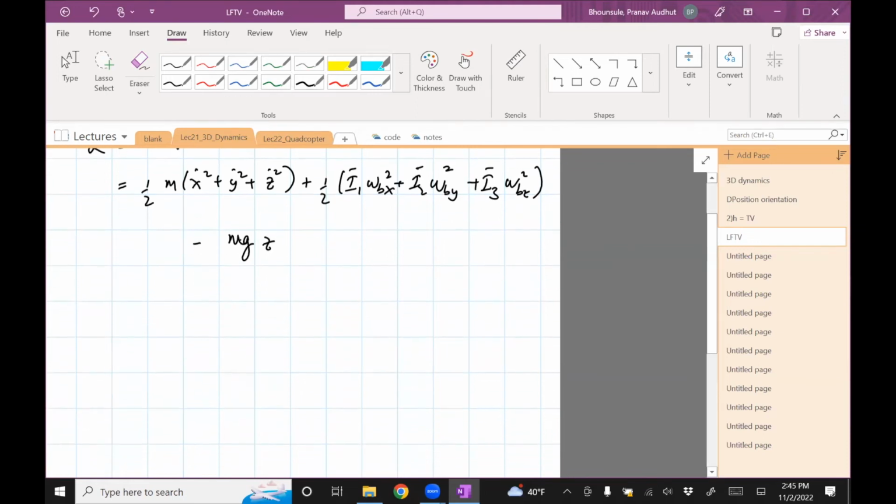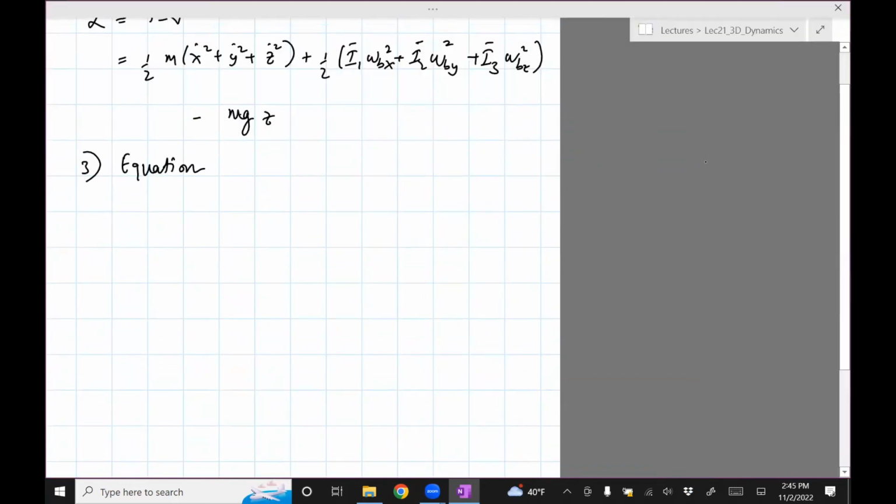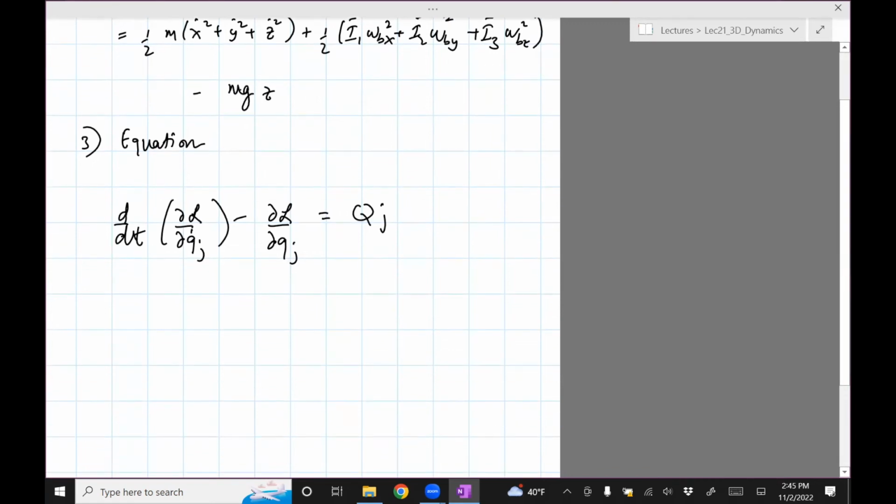Okay, now that we have both those things, let's write the third piece, which is to write the equations using the Euler-Lagrange equations. So this is going to be d/dt of dL/dq dot minus dL/dq equals the generalized force for q_j. In order to cycle through all this, I need to specify what q_j is. So q_j is going to be x, y, z, and then I have the Euler angles: phi first, then theta, then psi.